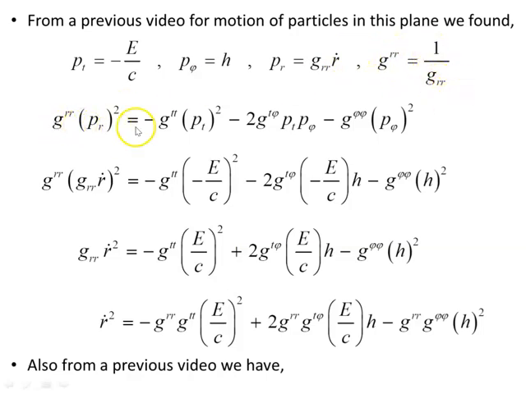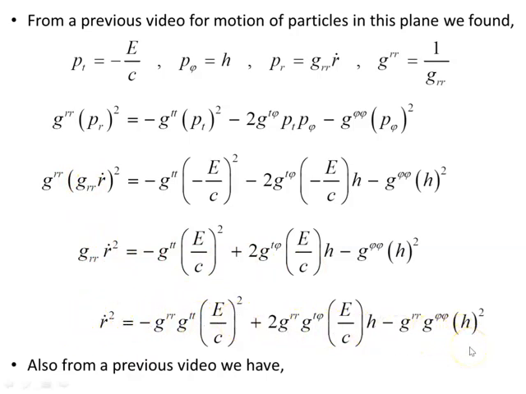Okay, putting those in. So here's our expression from the previous slide. Substituting those in, this p_r term becomes this. p_t is minus E on c and so on. p_phi was h. And then here, this is g_rr squared. And this contravariant term here, this inverse metric term, cancelled one of these. So we're left with this. Then we multiply through by the inverse metric term again to get all this.